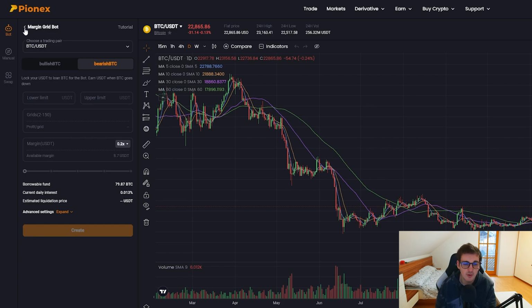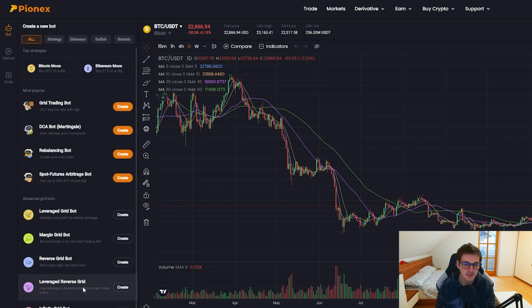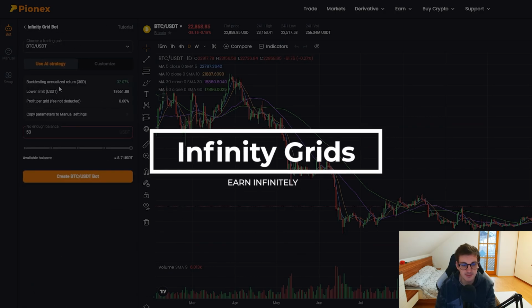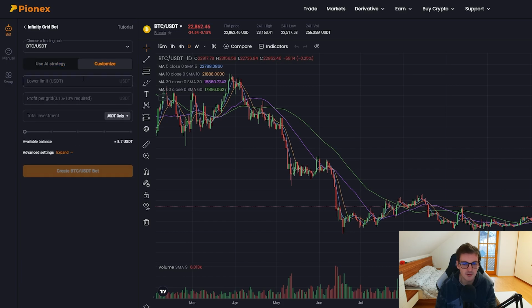Last but not least, Pionex also offers so-called infinity grid bots. These bots are made to run for, well, infinity. You only define a lower limit and profit per grid, and Pionex will take care of the rest. Here's an example of how this bot works. Let's say you create an infinity grid bot with the lowest price at $9,000, profit per grid at 1%, and a total investment of $500.